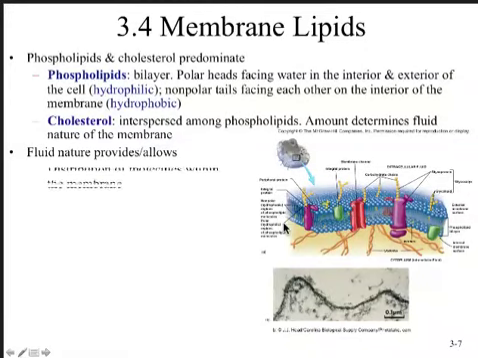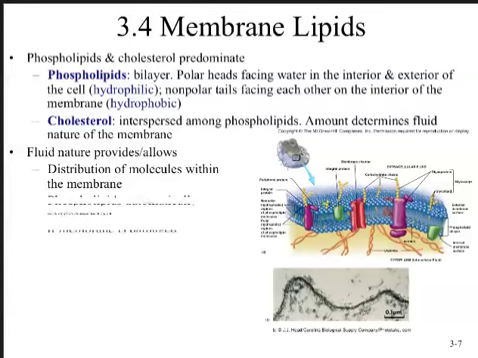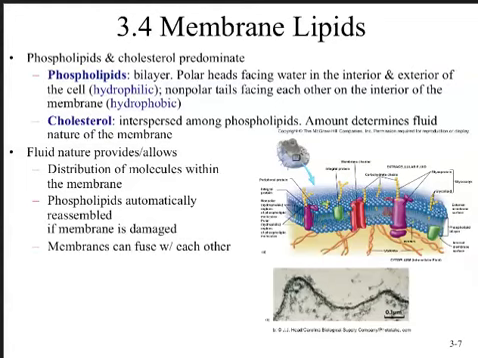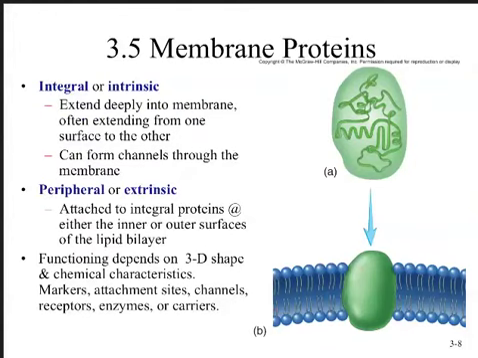This fluid nature allows distribution of molecules within the membrane. Phospholipids are automatically reassembled if the membrane becomes damaged, and these membranes can also fuse with each other, and this is important in processes such as endocytosis and exocytosis, which are two forms of what we're going to address, active transport that the cell can use to move things either into or out of it, and it uses ATP as an energy source. Okay, let's talk a little bit about these membrane proteins and where they're found, what they look like, and kind of what they do.